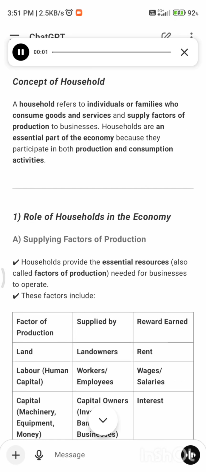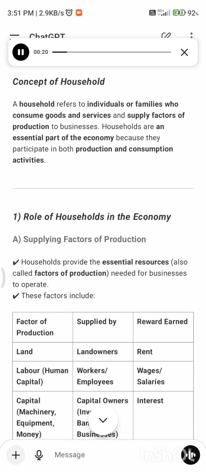Concept of household. A household refers to individuals or families who consume goods and services and supply factors of production to businesses. Households are an essential part of the economy because they participate in both production and consumption activities.